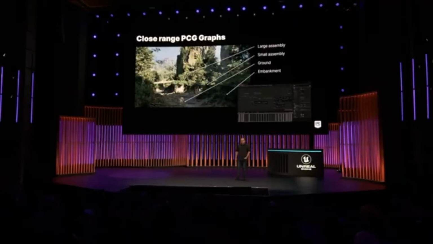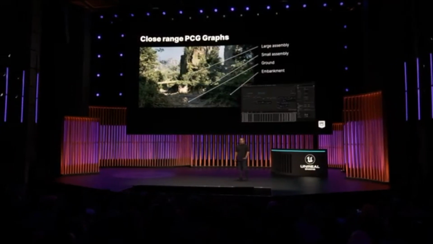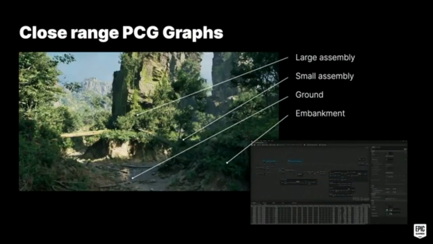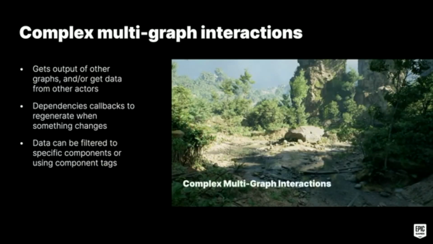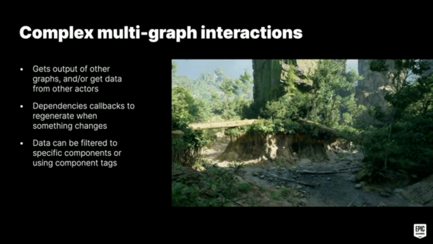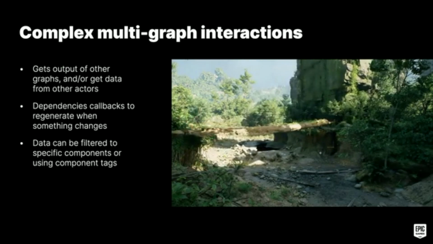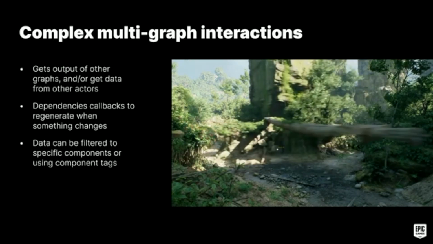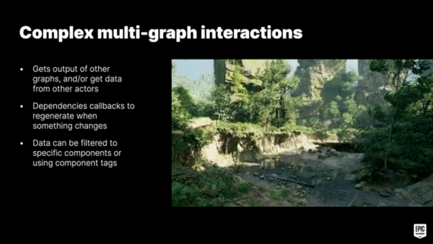Now, what we call the close-range PCG area is made of 4 of the 8 PCG graphs. There's the small and large assemblies, the ground, and the embankment sides surrounding the area. Within the PCG graph, you can get data from actors, and you can even get outputs from other graphs. The ground rule is a perfect example of multi-graph interactions because it's using all of its neighbors to construct itself.